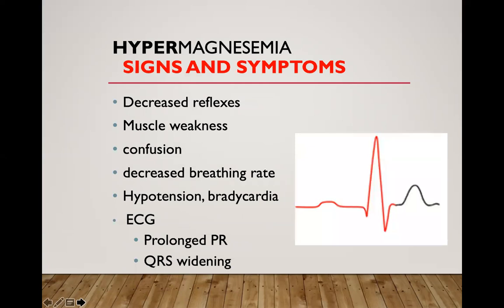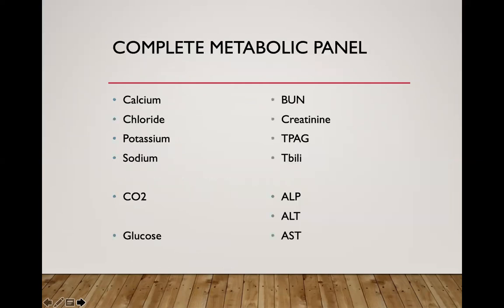Again, how do we recognize hypermagnesemia? They may present with decreased reflexes, muscle weakness, some may present with confusion, decrease in breathing rate, hypotension, bradycardia. On ECG, it may present with prolonged PR or widening of the QRS complex. So these are the components of a complete metabolic panel. You have calcium, chloride, potassium, sodium, carbon dioxide, glucose, BUN, creatinine, TPAG or your total protein albumin globulin ratio, total bilirubin, alkaline phosphatase, and the transaminases.